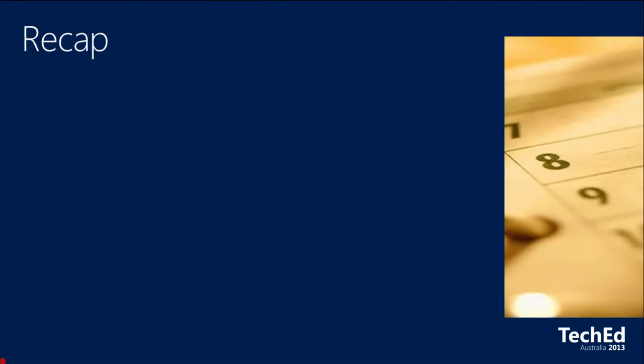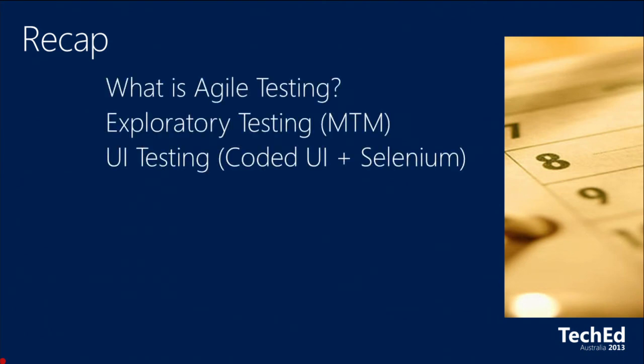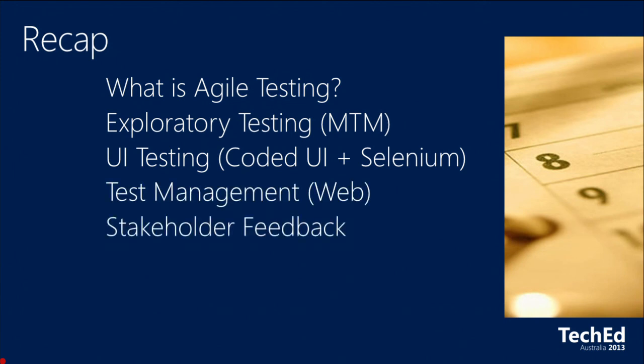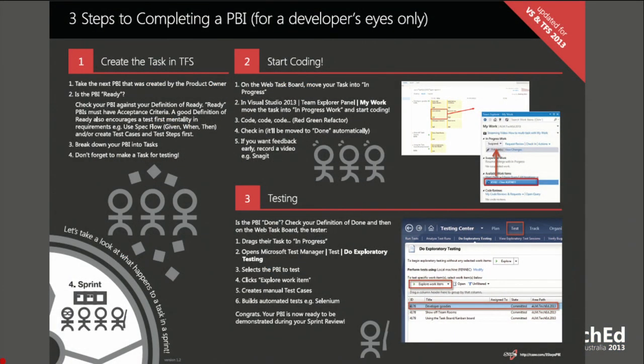So to recap, hopefully you have seen what Agile testing is, the exploratory testing and the UI testing, the test stuff in the web, and even a way for stakeholders to give you feedback. Now, hopefully you can pick one of these up from down here if you want, but I hope that you will now go back, integrate some of these new features, and increase the maturity of your team. Aim for a way to work together, not throwing things over the wall, and then you will have your devs increasing their automation and the testers reducing the amount of manual tests.